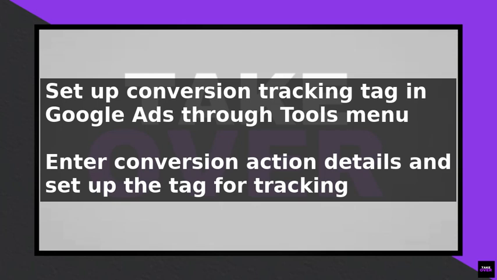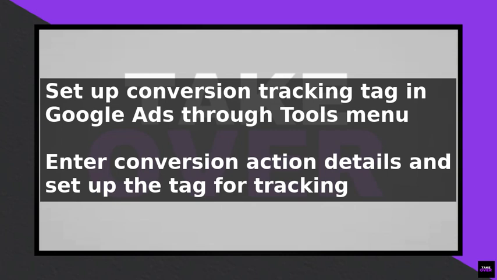After setting up the conversion tracking tag, you need to verify that it is working correctly. You can do this by checking the Conversions column in your Google Ads account. If the tag is working correctly, you should start seeing conversions reported in this column.